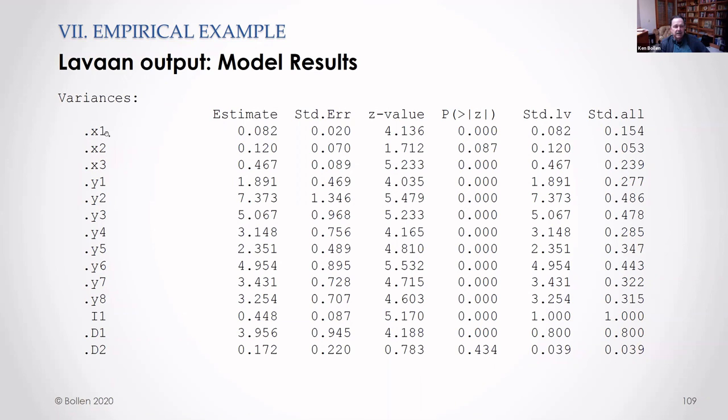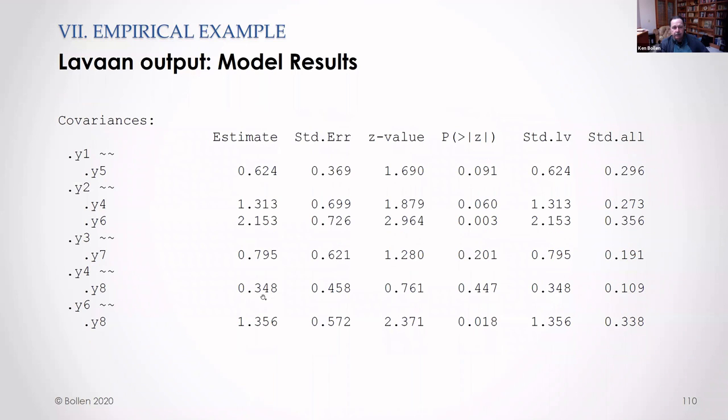So the error variance in X1 is 0.082. The error variance of X2 is 0.10. And we have significance tests of those error variances. Here is the variance of the industrialization, and here's the error variance for the democracy first wave equation and for the democracy second wave equation. And here are those covariances, which we hypothesized that there might be present for some of the errors. Not all of these error covariances are significant, but some of them are.